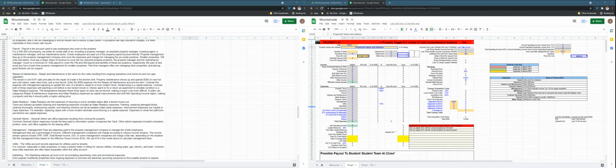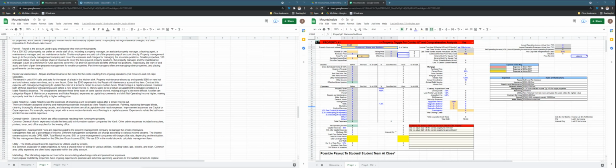Okay, so let's move on to repairs and maintenance. Repairs and maintenance is the name for the costs resulting from ongoing operations, property maintenance. If something needs to get painted, or they need new bathroom fixtures or something like that.